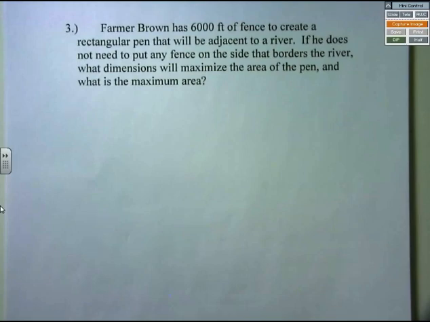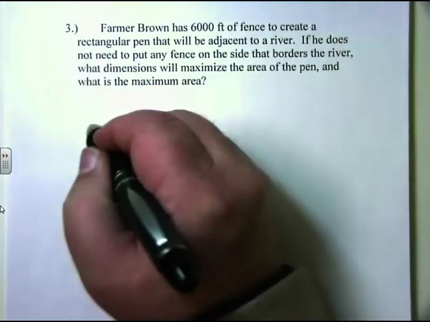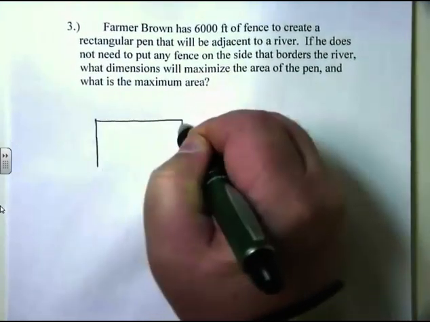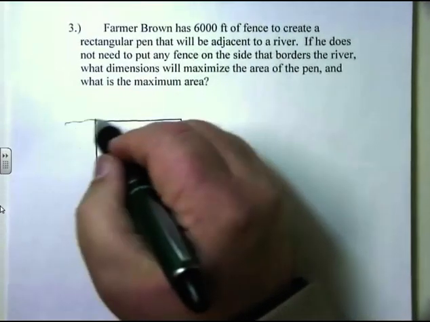So give you guys the steps. So 6 steps to glory. Step 1, read the problem. Farmer Brown has 6,000 square feet of fencing to create a rectangular pen. So draw pictures. Rectangular pen that will be adjacent to a river. So here's going to put the river over here.